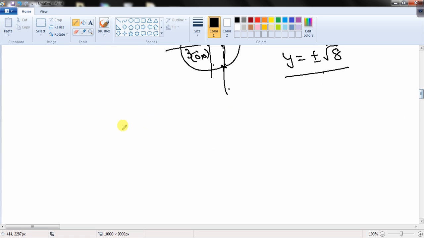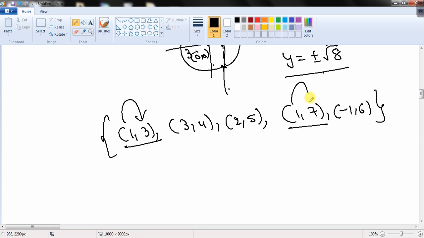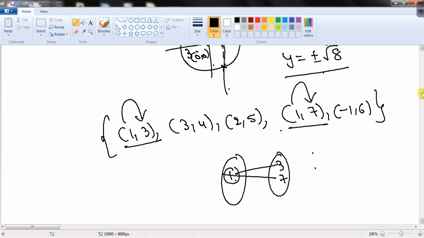So if you want to do a few more examples, if I have a relation like this: 1, 3, 3, 4, 2, 5, 1, 7, minus 1, 6. If you need to find whether this given relation is a function or not, is it a function? No, because 1 also has output 3, and 1 also has output 7. So both the ordered pairs have the same x coordinate, so clearly it is not a function.